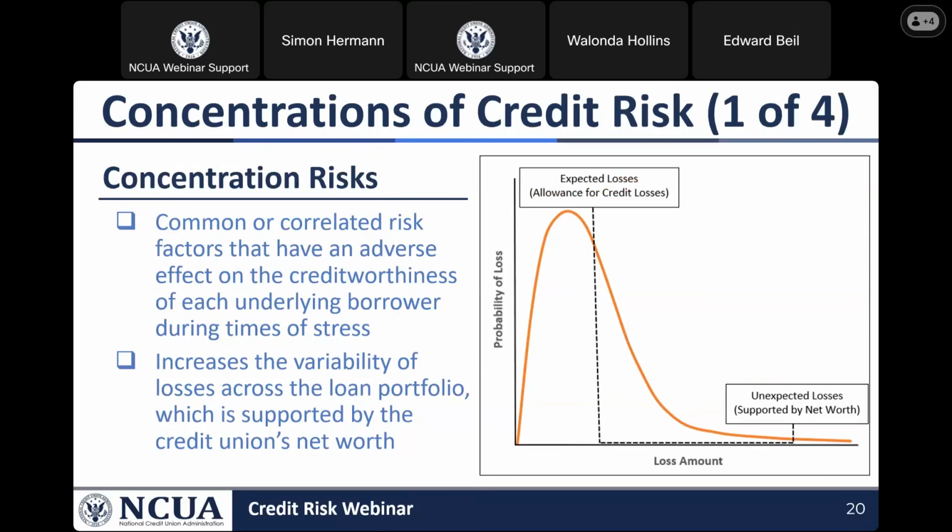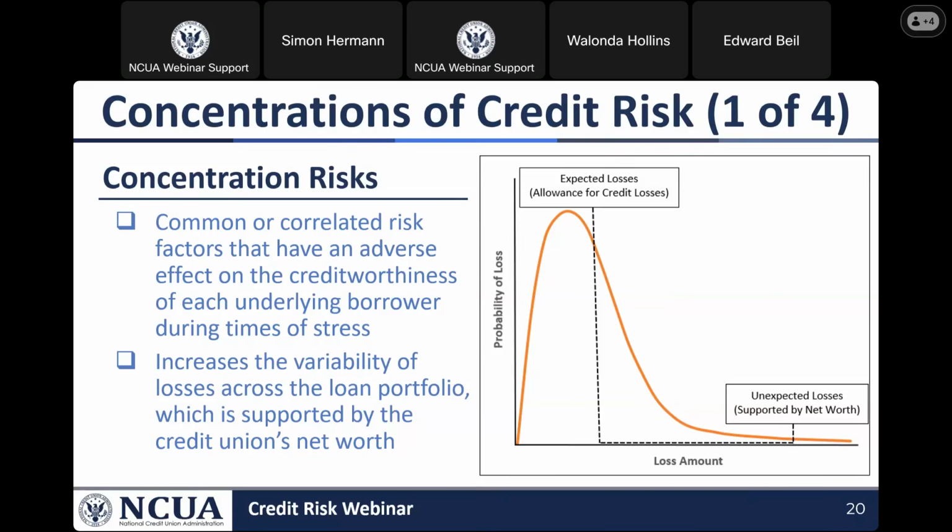the loan portfolio. The proper management of concentration risks is critical to the safe and sound operation of credit unions. Elevated and poorly managed loan concentrations have been a common denominator in many credit union failures. Credit risk concentrations are ultimately based on common or correlated risk factors, which, in times of stress, will have an adverse effect on the creditworthiness of each underlying borrower making up the concentration.